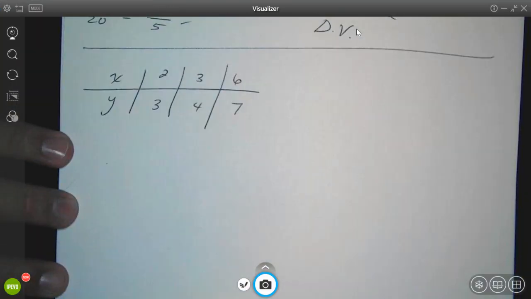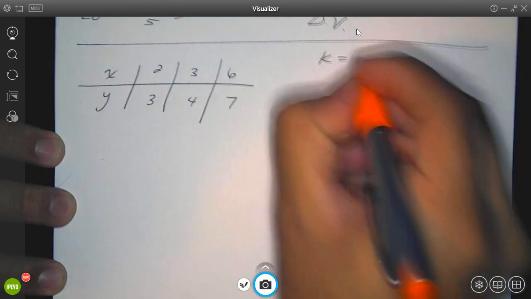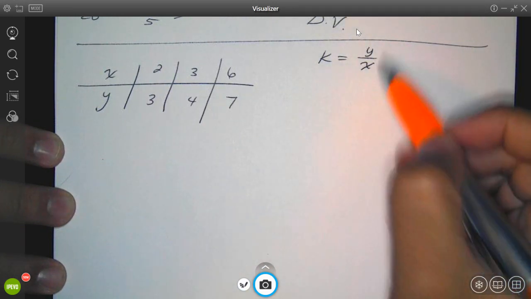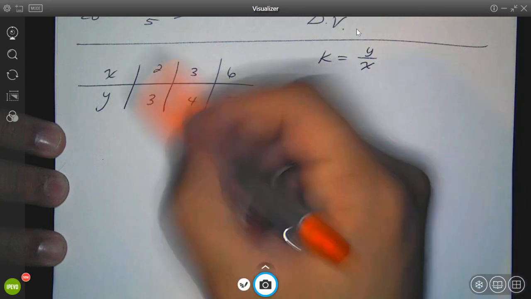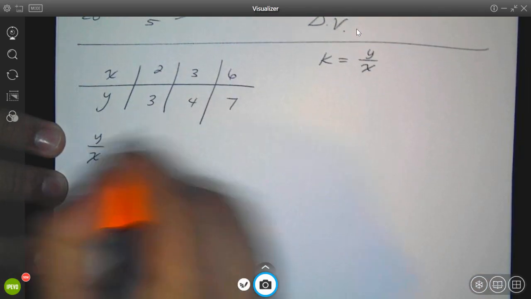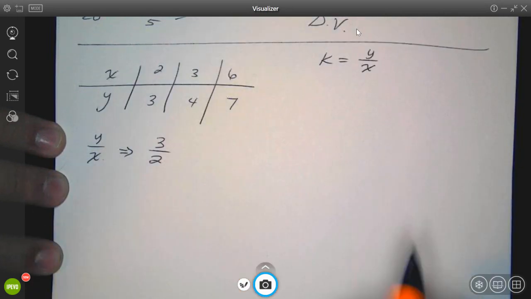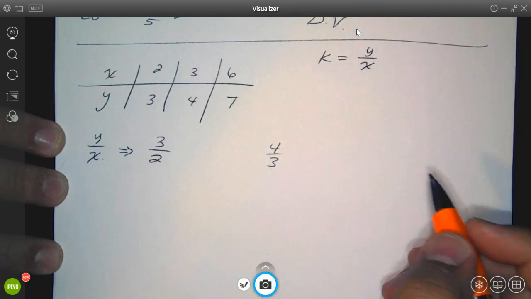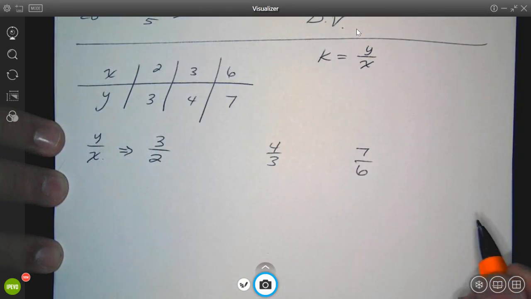So again, how do we know if we have a direct variation? Our constant of variation, k, which is simply the ratio of output to input, y over x, should be the same for every coordinate point. So here I'm going to write each one. I have y over x for each coordinate point. So I have 3 over 2 for the first point. We have 4 over 3 as the second point, and 7 over 6 as my third point.